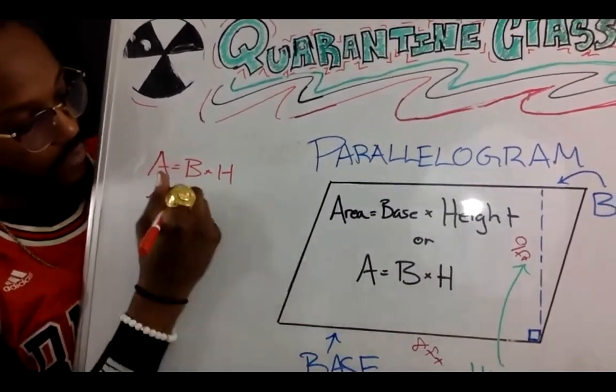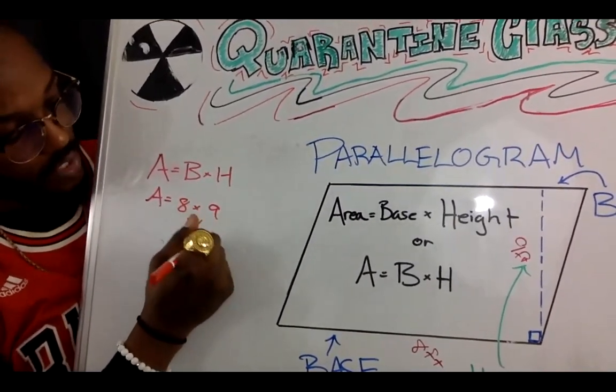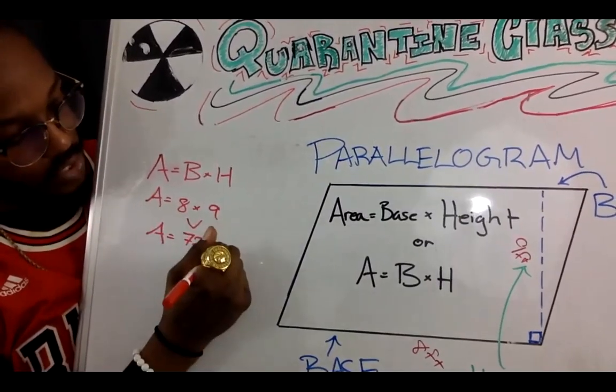Area equals base of 8 times height of 9. And then we know that that is 72. Our area is going to be 72 square feet.